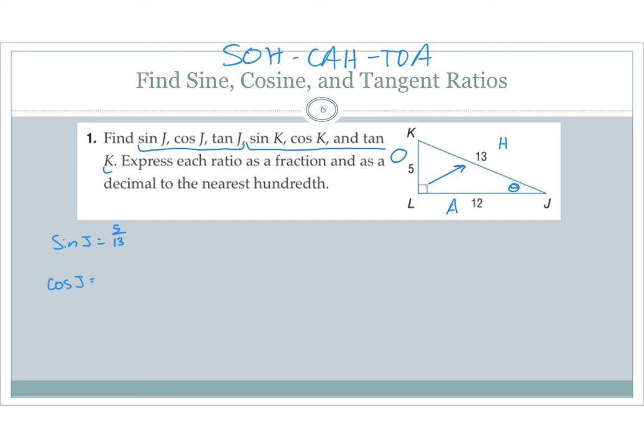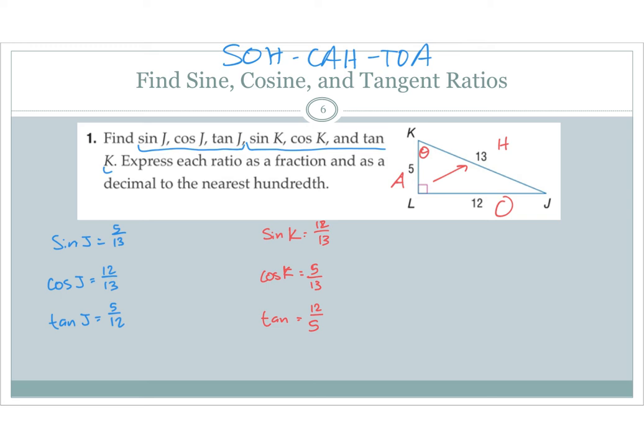Cosine of J is going to be equal to the adjacent over the hypotenuse. So that's going to be 12 over 13. And then last but not least, I have the tangent of J is going to be equal to the opposite over the adjacent, which is 5 over 12. Okay. You guys try to do the sine, cosine, and tangent of K. Make sure you're labeling your triangle using K. Okay? Good luck. All right, how'd you do?